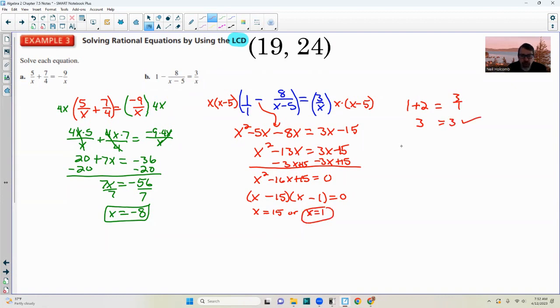And now I'm going to check 15. 1 minus 8, this one I'll just show. 15 minus 5 is 10, equals 3 over 15. Actually, let's just make it easy. 1 is 10 tenths, so I'm going to make this 10 over 10. Minus 8 over 10 is 2 over 10, equals 3 fifteenths. Well, 3 will go into 3 once, 3 will go into 15 5 times, and 2 tenths reduces to 1/5, and that also checks. Okay, so the solutions are x equals 1 or x equals 15. Now you should be able to do problem numbers 19 and 24 in your exercises.